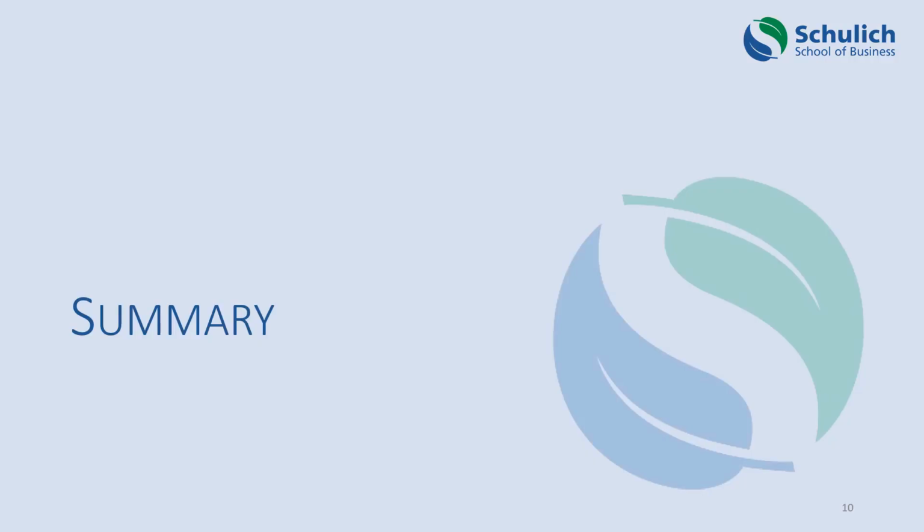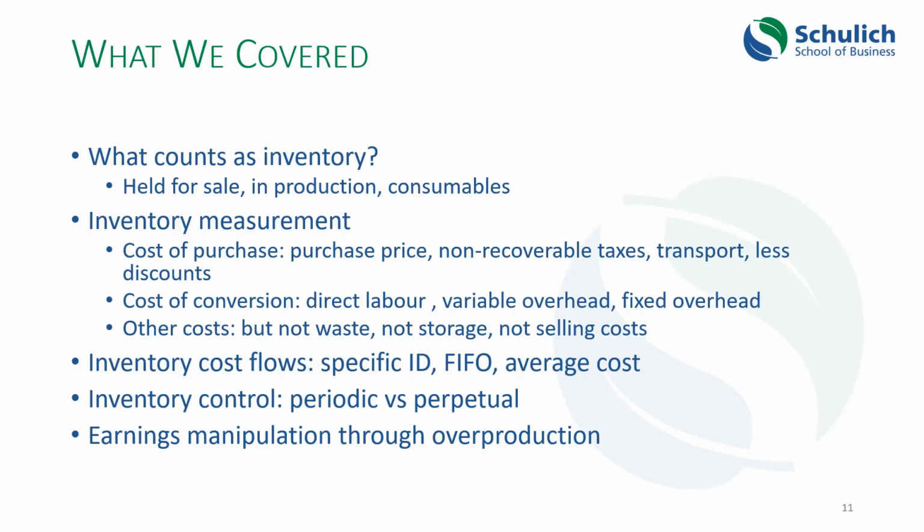So let's summarize. We have covered the question of what counts as inventory, includes everything that's held for sale, everything that's still in production, and all the consumables. We talked about inventory measurement. The cost of the inventory is measured as the cost of purchase and the cost of conversion and all the other costs. And there were some specific things that were excluded, such as waste and storage and selling costs. We also talked about the three different cost flow assumptions: specific identification, first in, first out, and average cost.